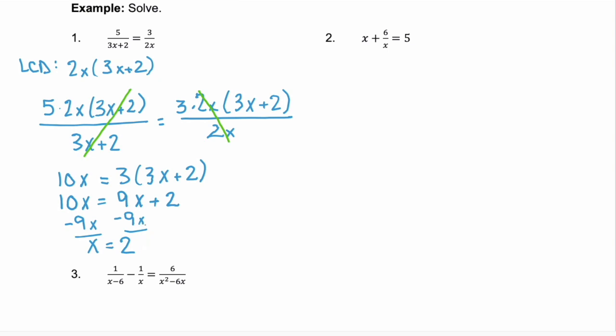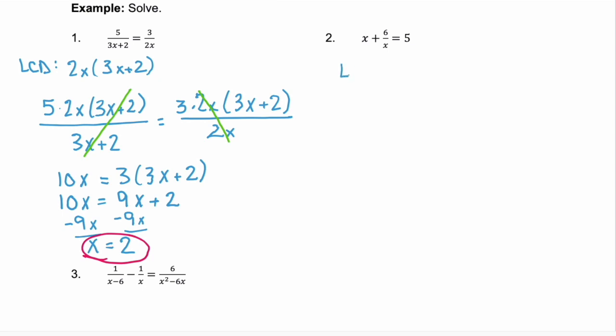Now, the last step is for you to check. The most important part of the check is to make sure that the denominator is not 0. And a quick check here, our first denominator would be 6 plus 2, or 8, and our second denominator would be 4. So x equals 2 is a final answer. Let's look at example 2.